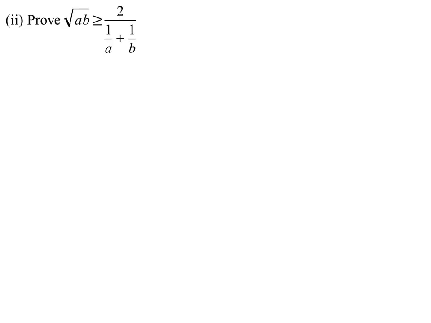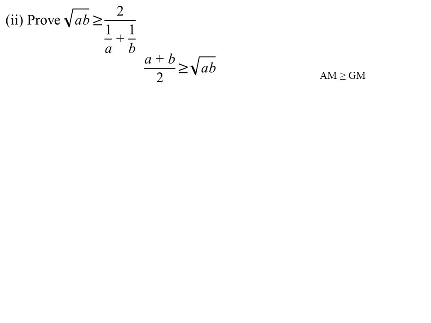Let's prove this then. The square root of AB is greater than or equal to 2 on 1 on A plus 1 on B. I now know this to be true. The arithmetic mean is greater than or equal to the geometric mean. So I explained that. I said, I'm making this bold claim, but this is why I can make that claim. The arithmetic mean is greater than or equal to the geometric mean.